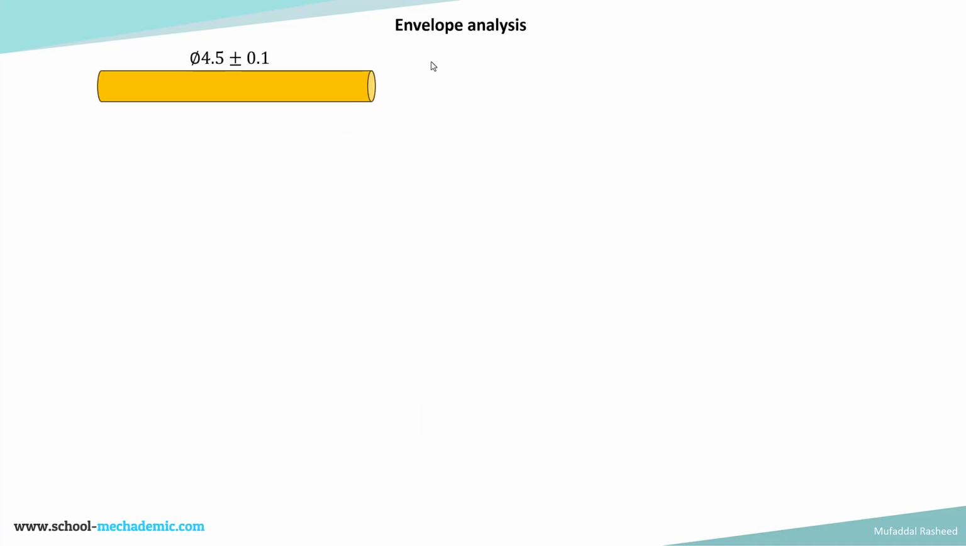Now the next step is to do the envelope analysis with the angles which we have got, and to find out whether the pin, 4.5 plus or minus 0.1, we will be able to assemble it in the worst case. So considering the worst case, we are considering the size of 4.6, which is the largest size of the pin. Whether that pin will be, we will be able to insert it into the assembly or not.